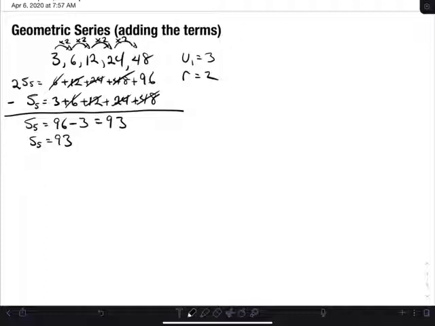Actually, it's not quite right. The next term after the last term. So the last term was 48. The term after that was 96. I take that term and I subtract the first term from it. And you'll always get the sum.